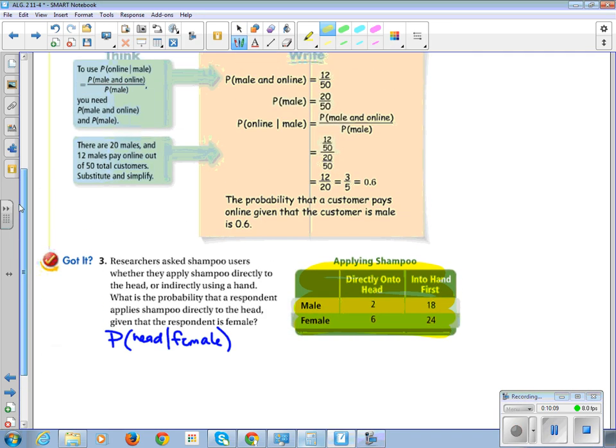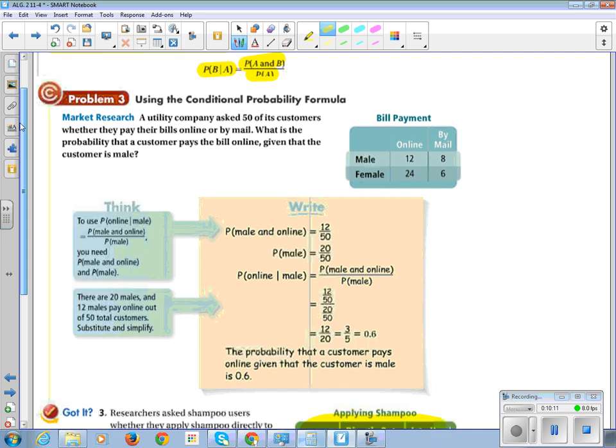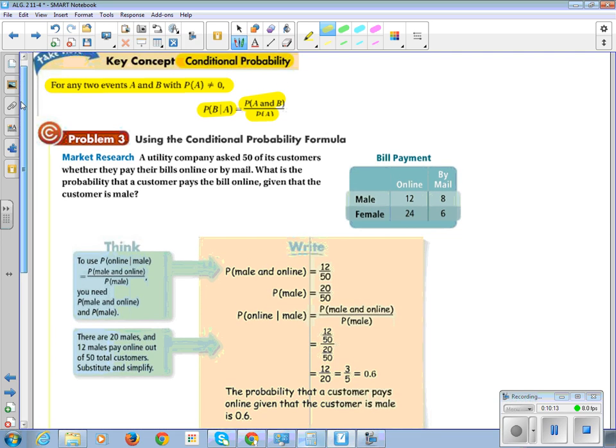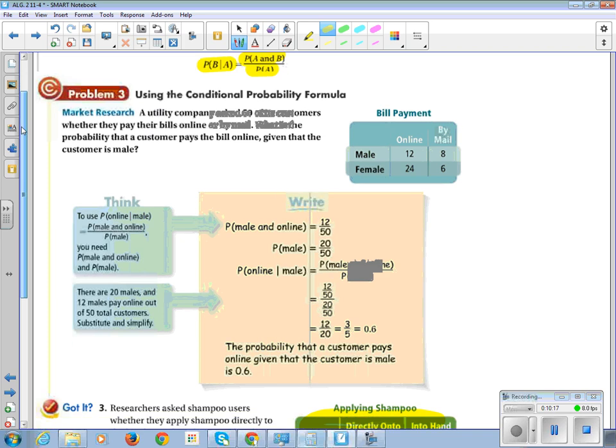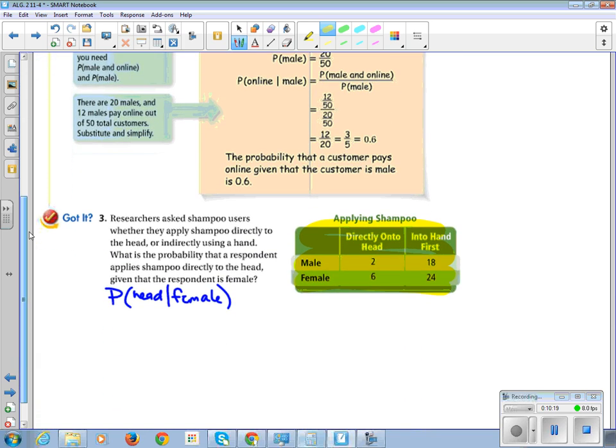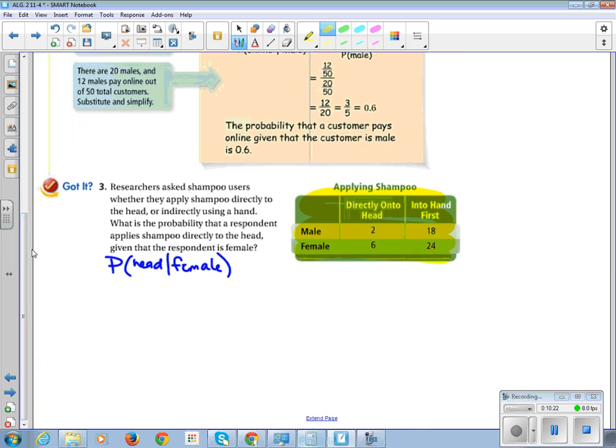So if we look at the equation that we're going to use, we're going to find the probability that we are female and apply directly to the head and divide it by the probability of being female.